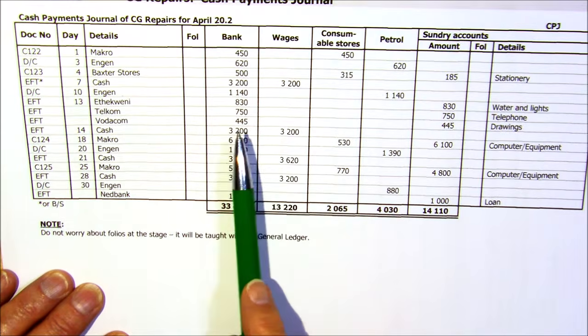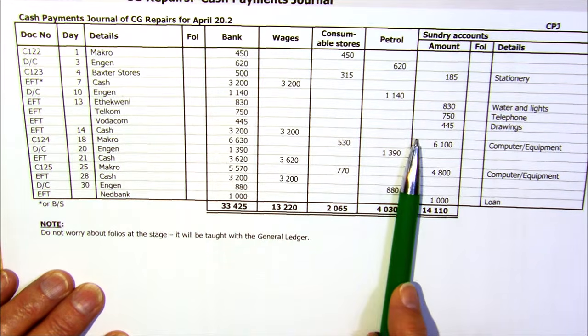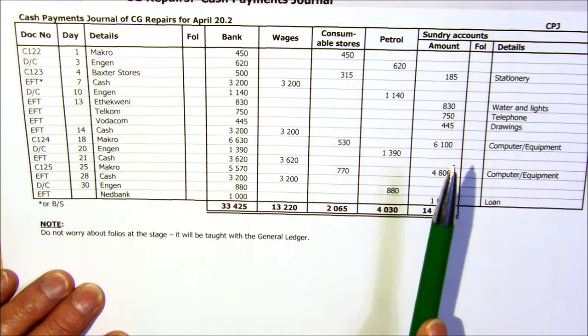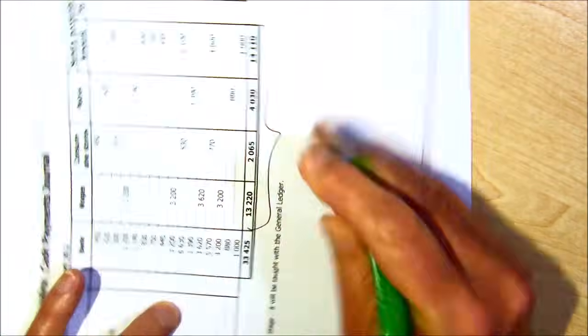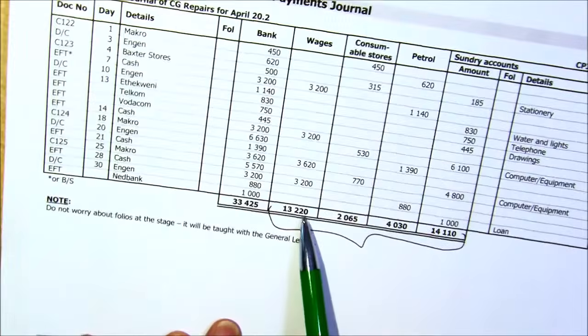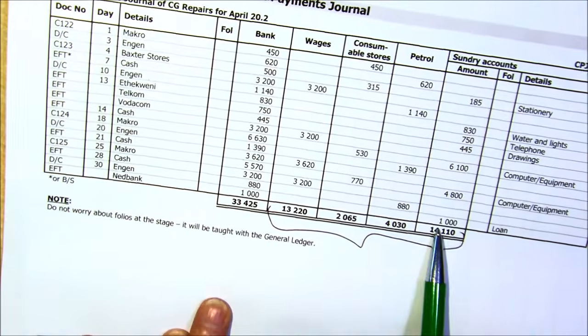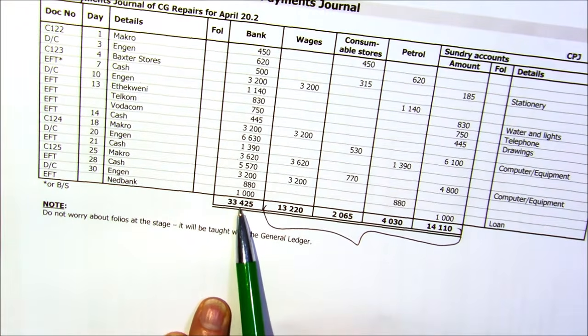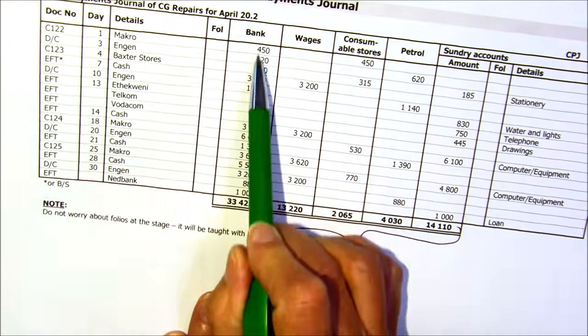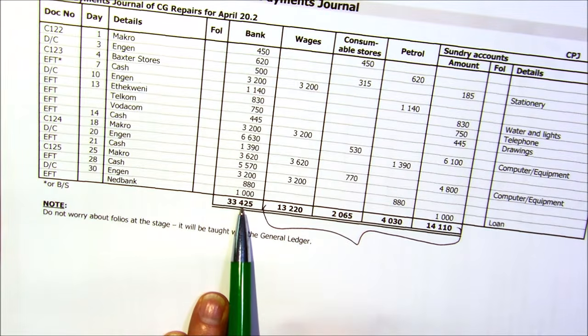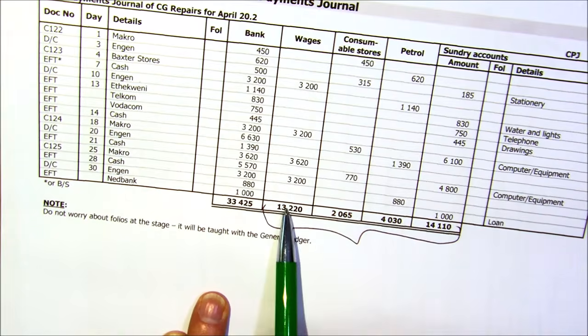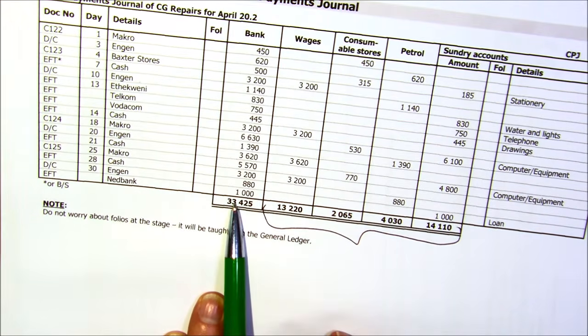And then finally again, you need to add up all the columns and double check yourself. These columns here, all of these, if you add these amounts across the bottom, that must equal that. So you can do a double check on yourself, because going down it equals 33,425 and going across it also equals 33,425.